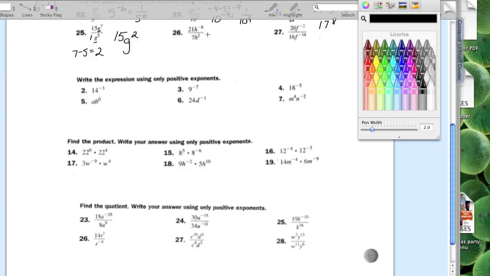And that's the answer. Number 26, my base is h. That's what I focus on. I'm going to subtract negative 8 minus 2. Negative 8 minus 2 is really plus a negative. I have negative 10. So I have h to the negative 10th.